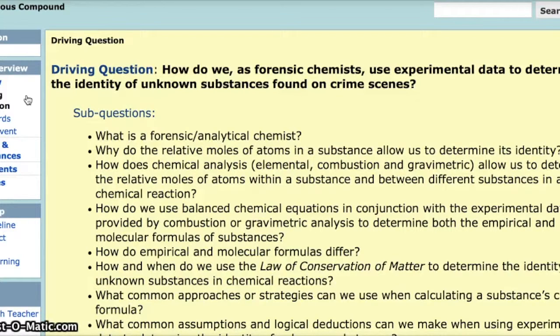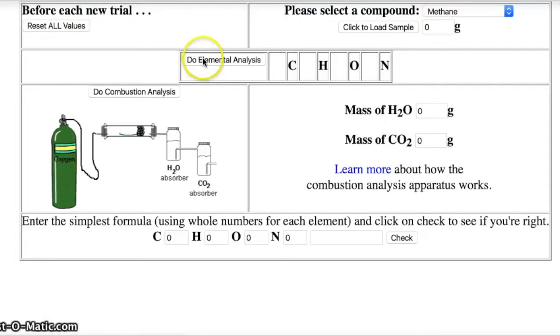I chose this topic because while we can do lots of experiments in our lab, we cannot or do not have the equipment necessary to do high-level combustion or elemental analysis. However, this particular PBL uses quite sophisticated online simulations and virtual labs in which students build the knowledge about each different type of chemical analysis.